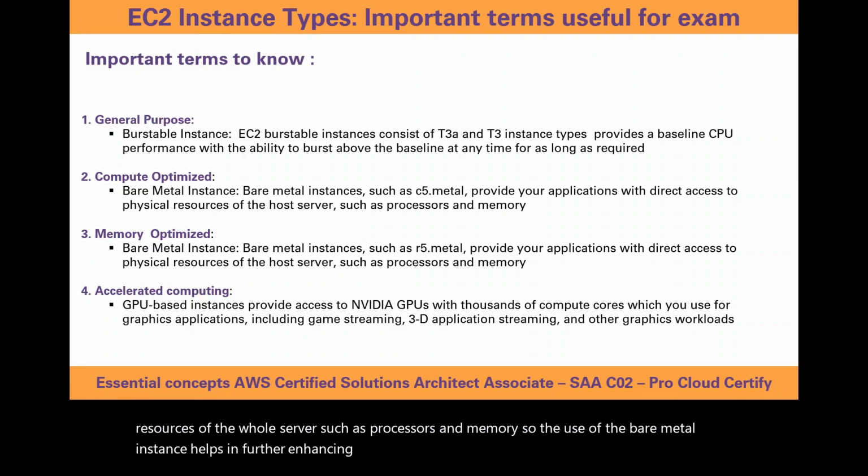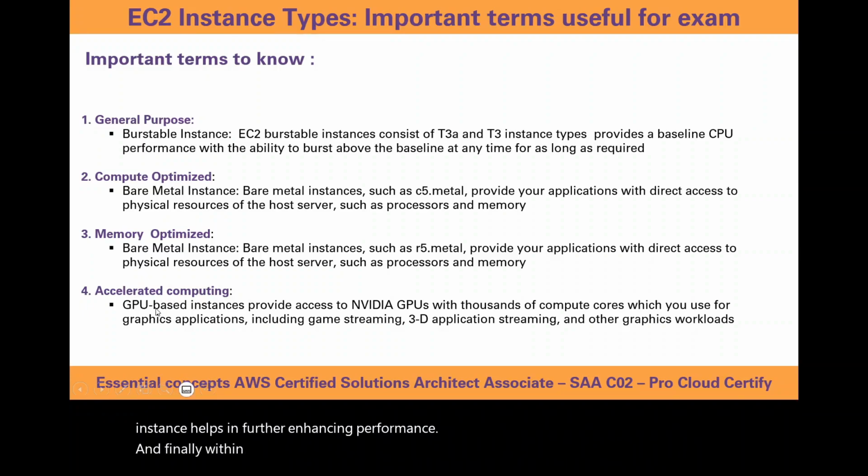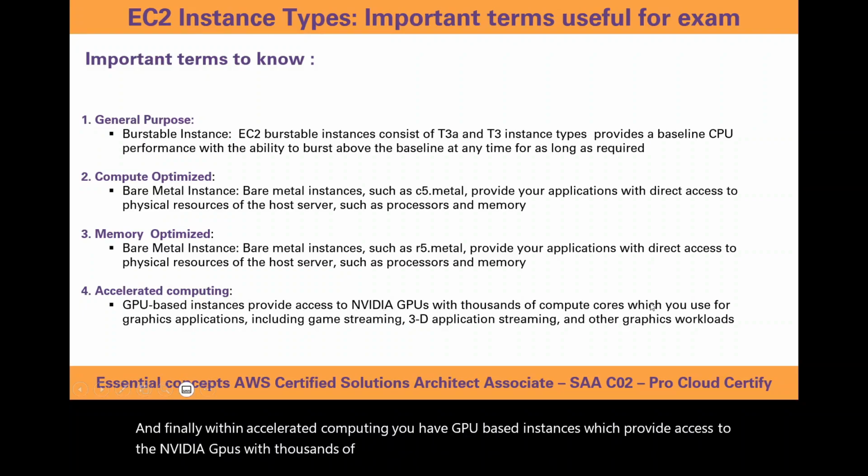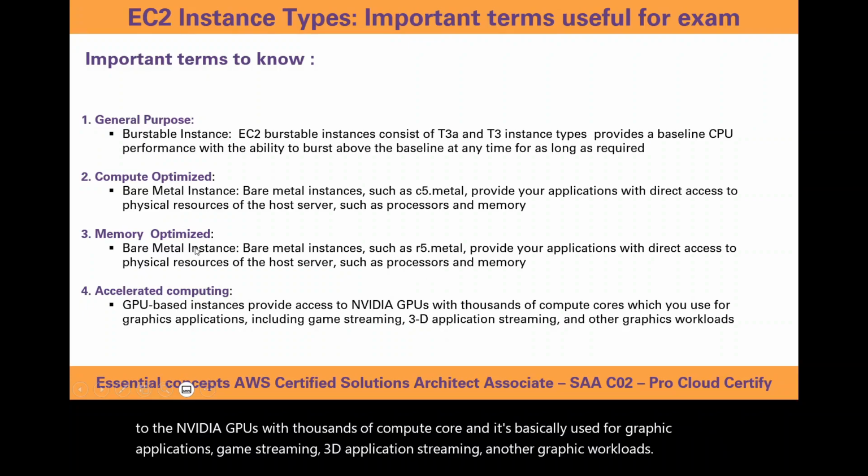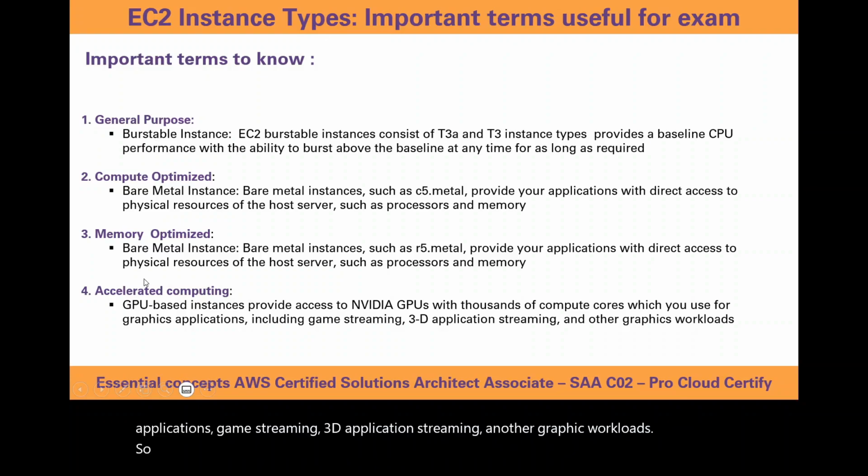And finally, within accelerated computing, you have GPU based instances which provide access to NVIDIA GPUs with thousands of compute cores, and it's basically used for graphic applications, game streaming, 3D application streaming, and other graphic workloads. So these terms are important when trying to determine what kind of EC2 instance type to select for specific workloads or use cases.